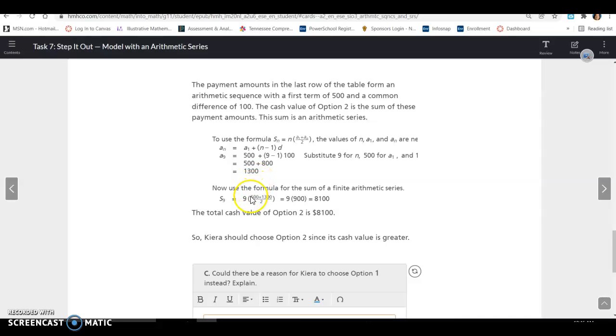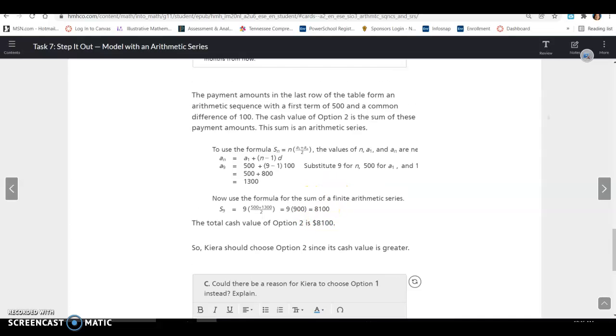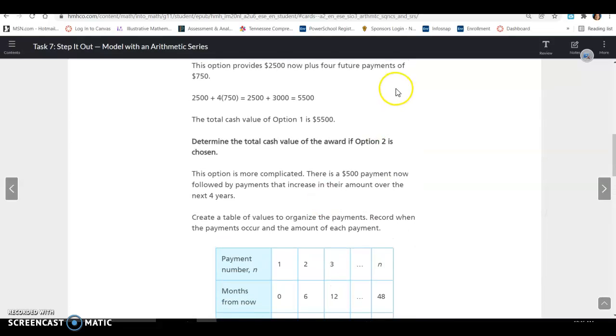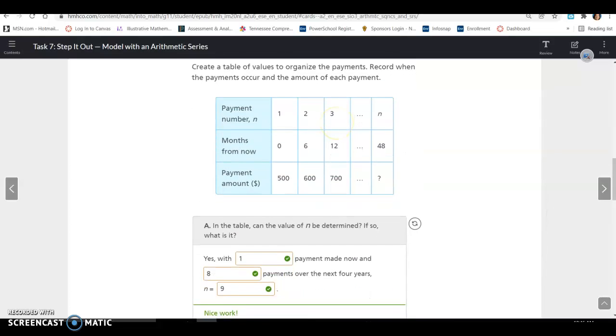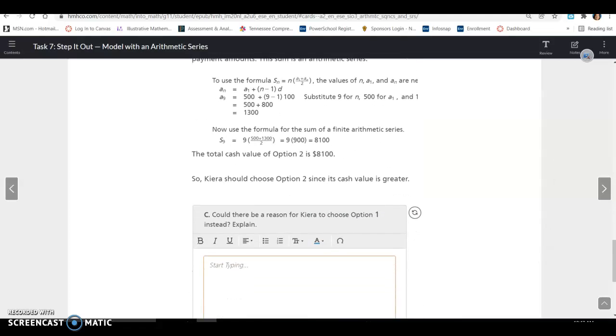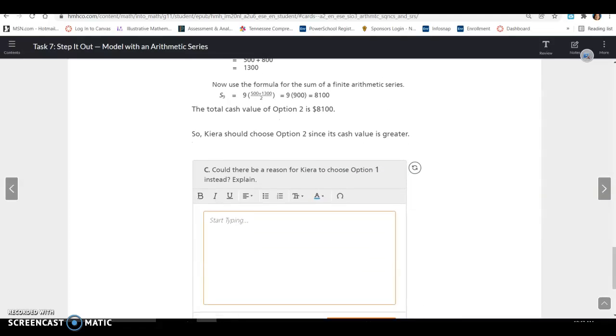So now we can use this formula, 9 times 500 plus 1,300, over 2. Simplify using order of operations, and the total value of those payments in option 2 is $8,100. And if we look back, option 1 was $5,500. So option 2 yields a lot more money than option 1. Kiara should choose option 2 since its cash value is greater.